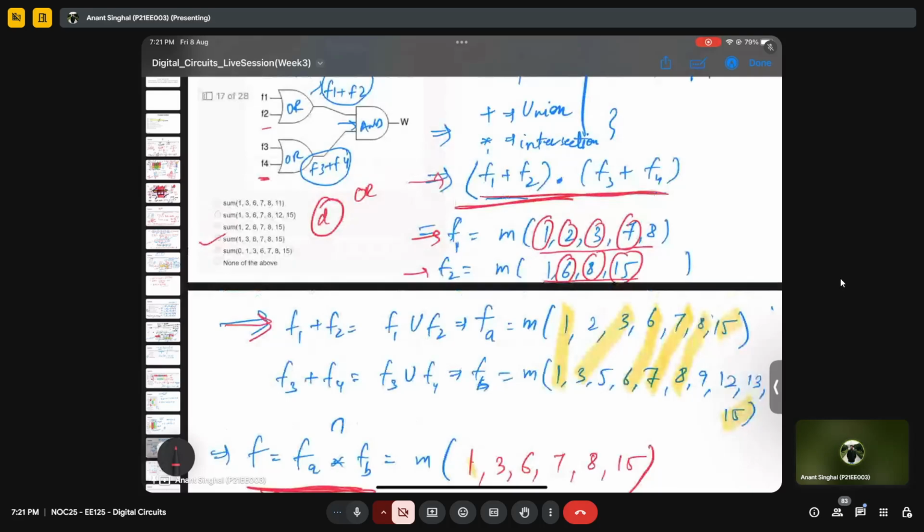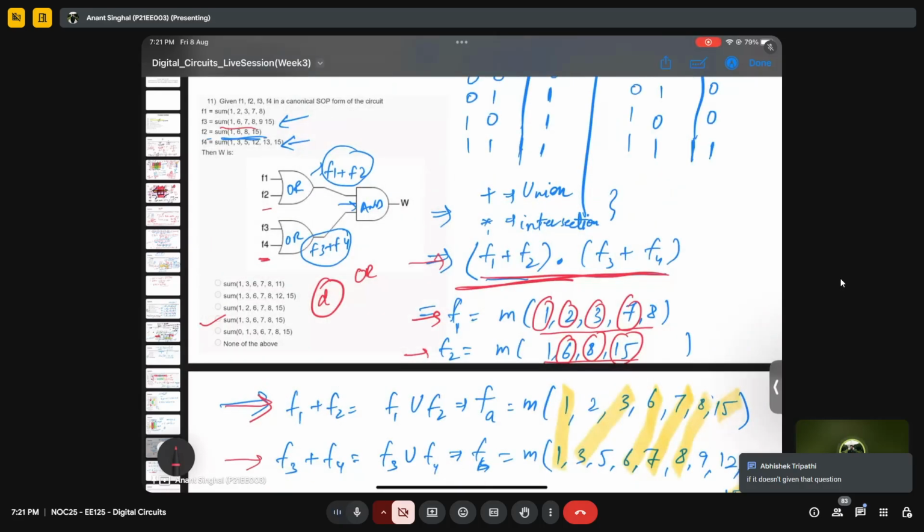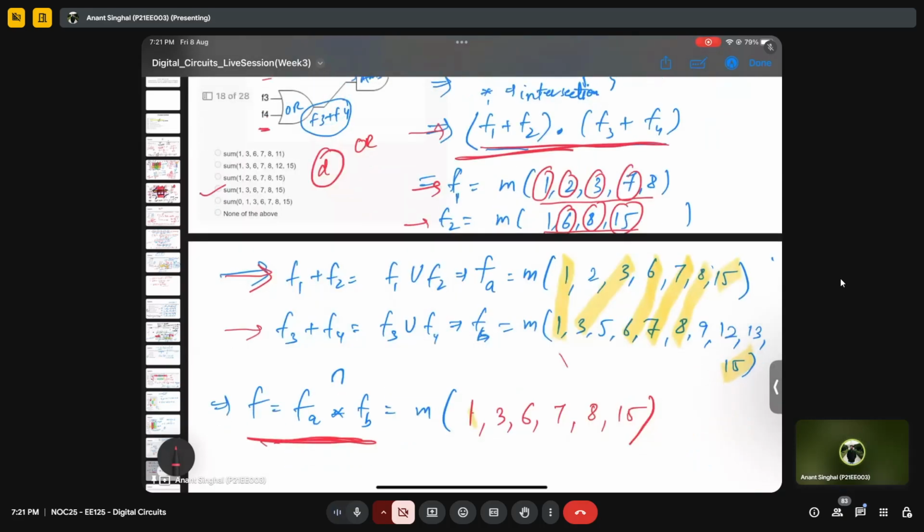Is it clear till here? Similarly, F3 and F4 you can check from here. So it's 1, 3, 5, 6, 7, 8, 9, 12, 13, 15. That is what I have written here for F3 and F4. And now when you are multiplying it by AND, you only need to take the terms which are common in both. I have highlighted those in yellow, which are 1, 3, 6, 7, 8, and 15. So that is the final answer. Is it clear?